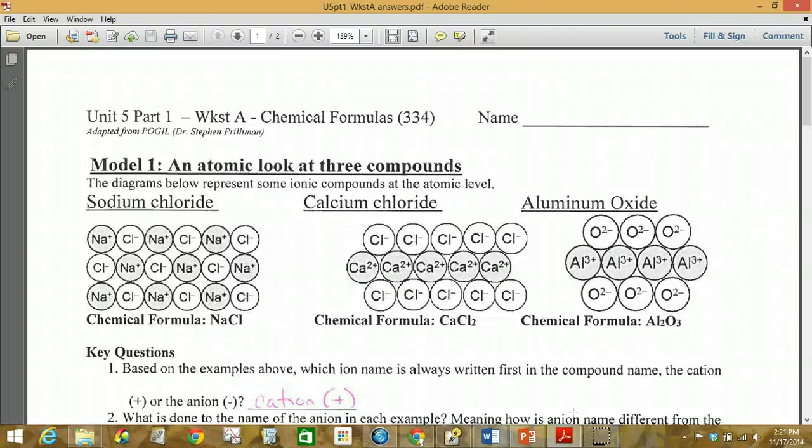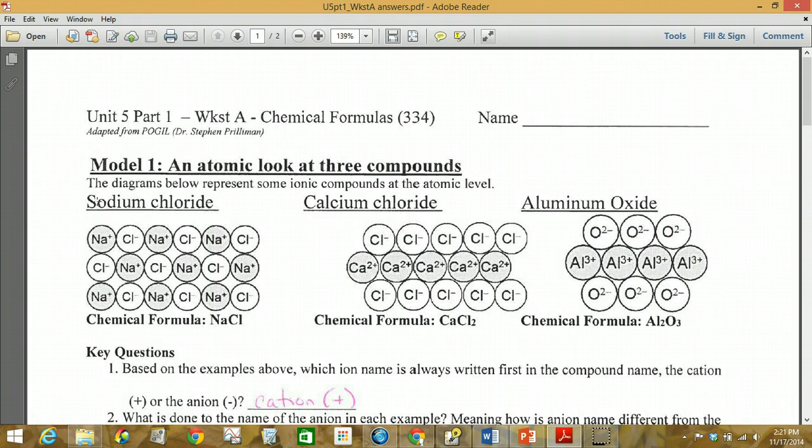Hello there. We are going to take a look at this Worksheet A, Unit 5, Part 1, Model 1, just to make sure that you got everything that you're supposed to get so that you can go on to the exercises and complete them correctly. So, first off, we looked at these depictions of ionic compounds.